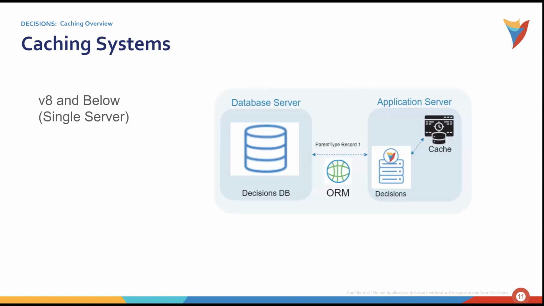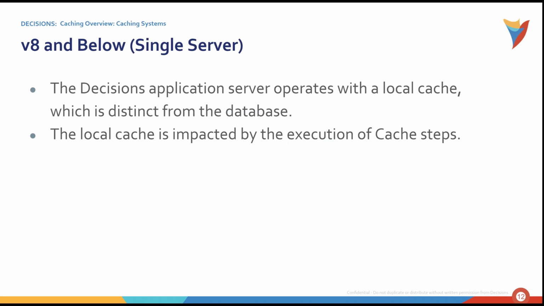Now let's see the caching system which has been followed during version 8 and below, which were single servers. So the decisions application server has a local cache that is different from the database's, using the various cache steps that affect this cache.